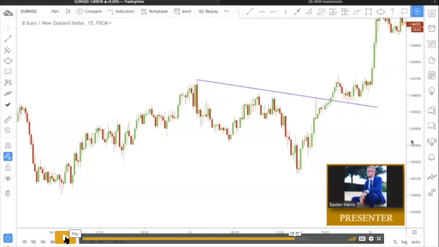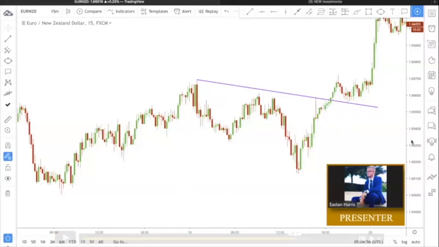Okay. Andrew, I have a quick question. Could he have lowered that trend line to that lowest low down there? Could he have done that?